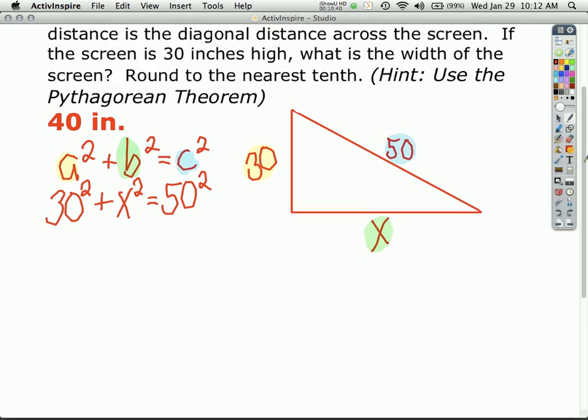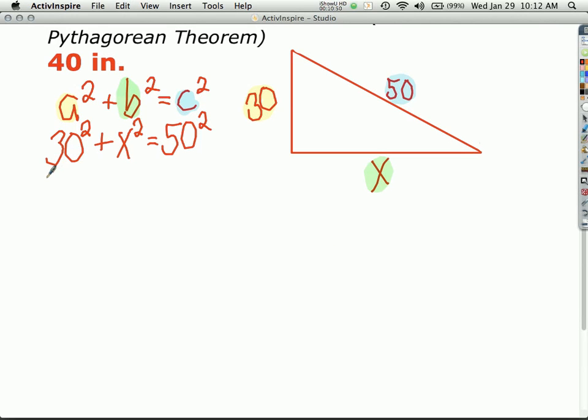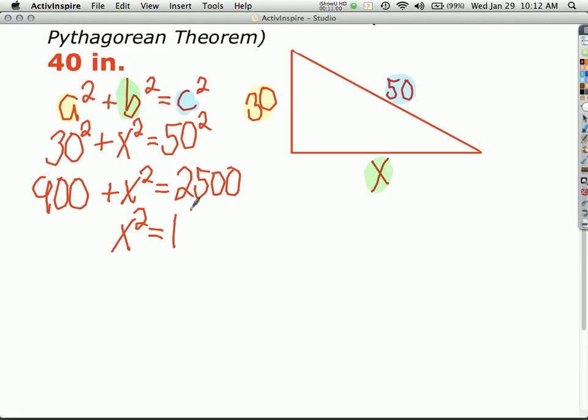That's right. You basically solved this. You just kind of did a couple of steps in advance. But you did the same thing. Here's what you end up with. You solve this. You simplify this. You get 900 plus x squared equals 2500. Subtract 900 from both sides. You get x squared equals 1600.